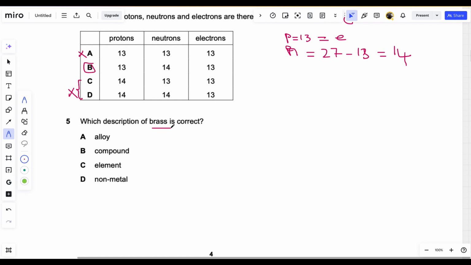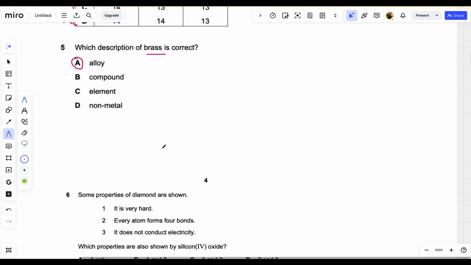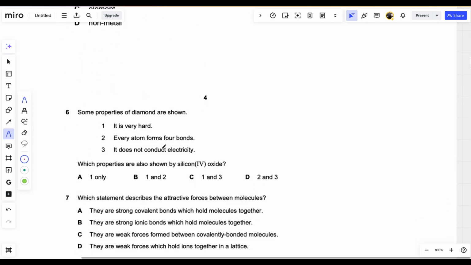Brass is an alloy of other metals. It's not a compound, it's not an element, it's an alloy. Okay, this question is pretty easy. We go to question number 6.